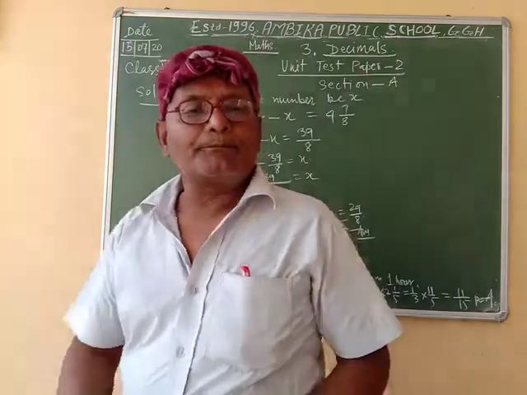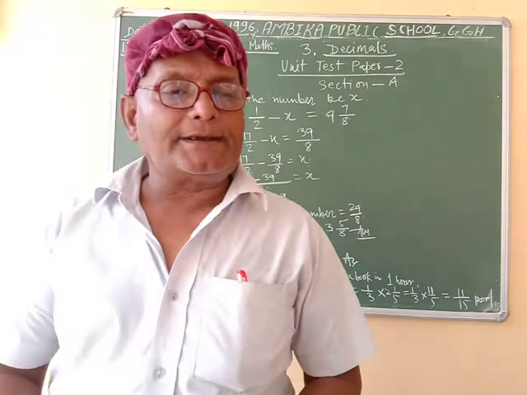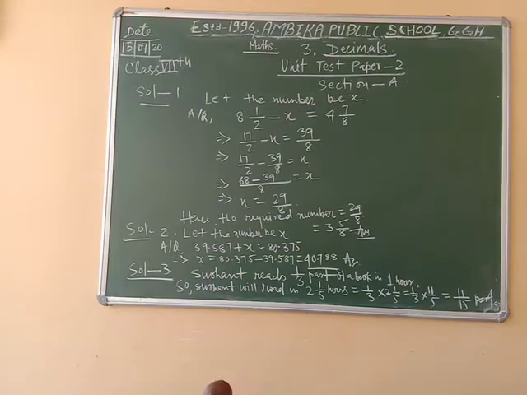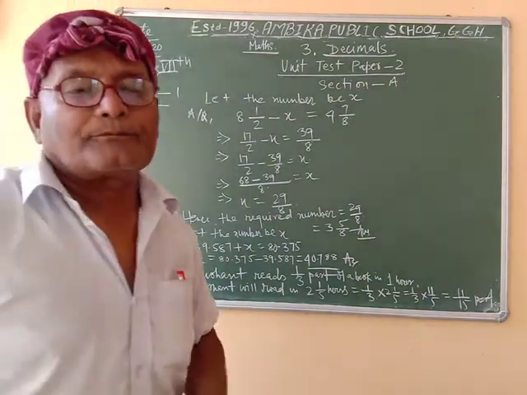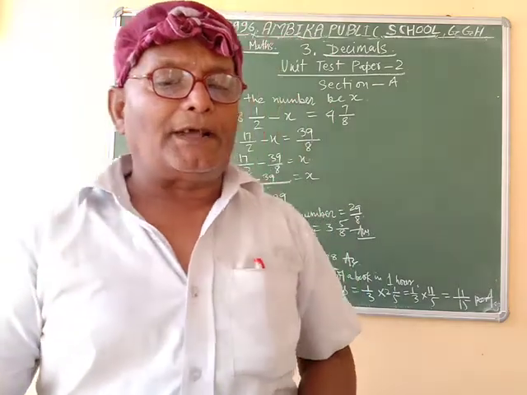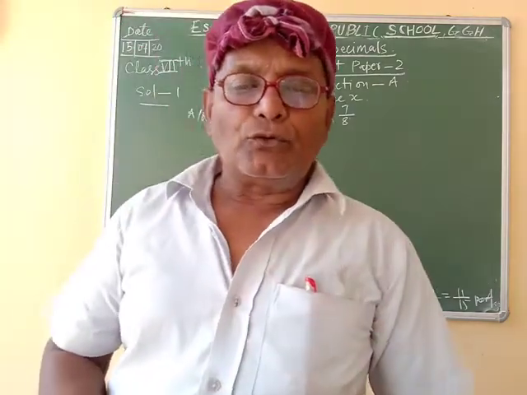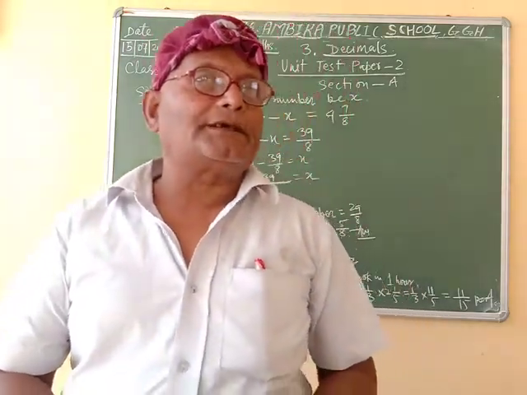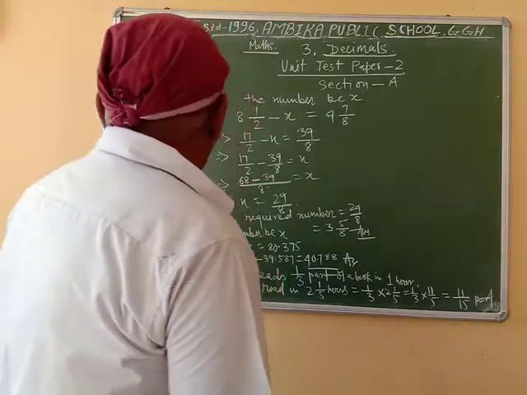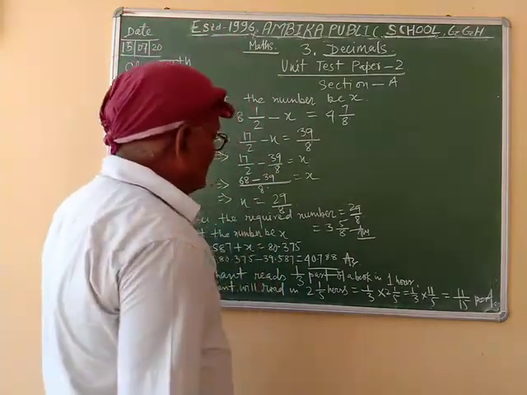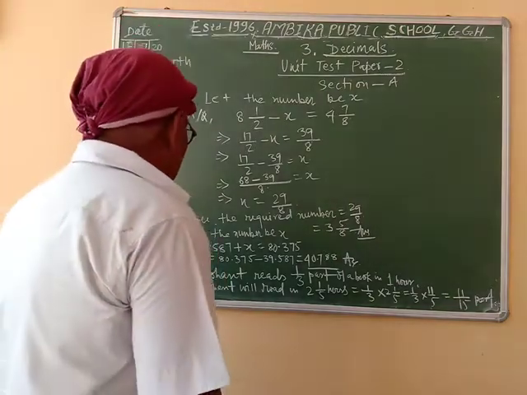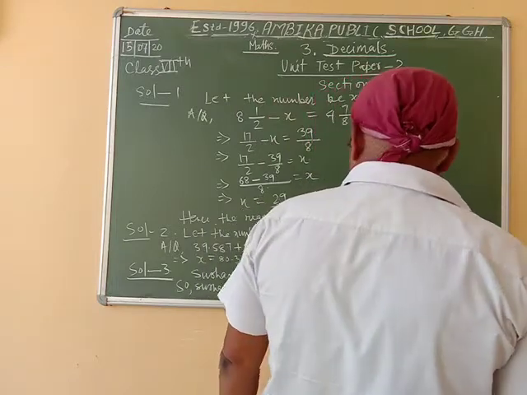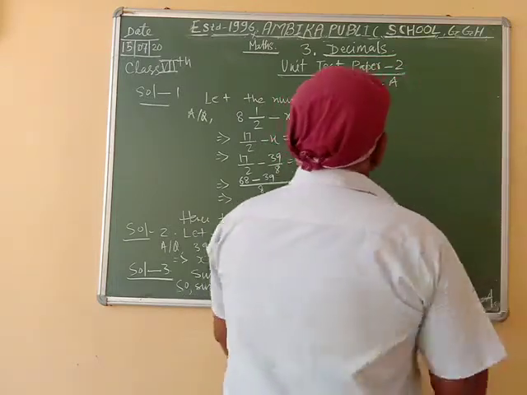Here in this question, again we should try to understand. Sushant reads 1/3 part of a book in 1 hour. So Sushant will read in 1/5 hours 11/15 part of the book.